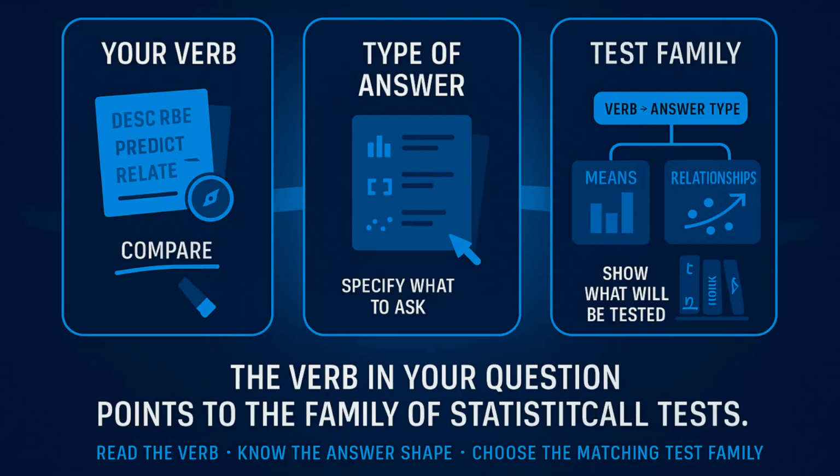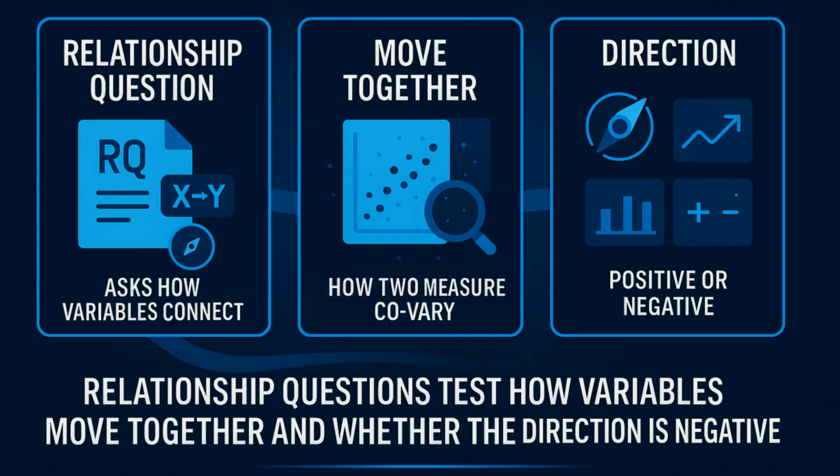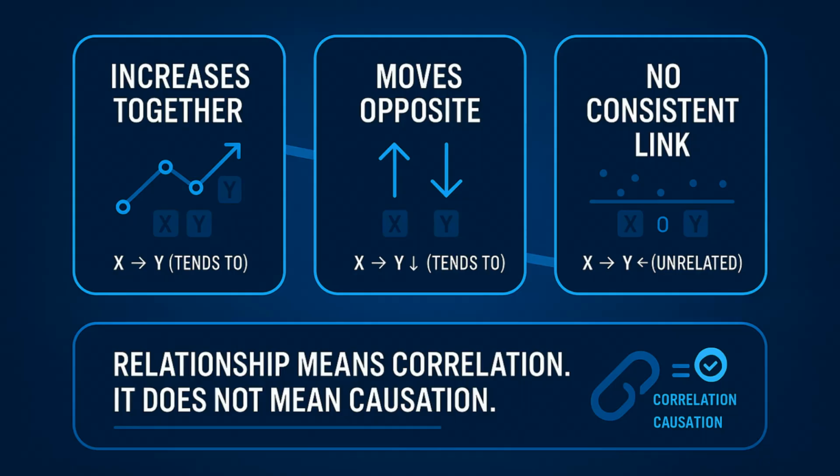The most important signal for selecting a statistical test is the verb used in your research question. The verb tells the reader what kind of answer you are seeking, and each verb belongs to a specific family of statistical tests. When your question uses the word relationship, you are asking how two measured variables move together, and in what direction. A relationship means that as one variable increases or decreases, the other tends to increase, decrease, or remain unrelated. It does not mean that one variable causes the other.